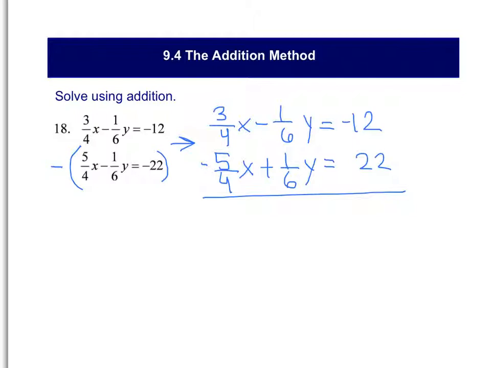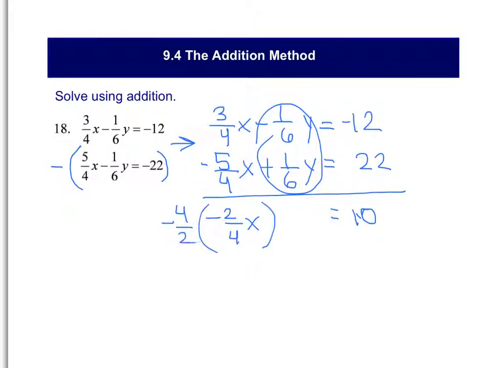Now be careful with adding. It's not that big a deal. 3/4 and a negative 5/4 is a negative 2/4. We'll reduce that in just a bit. Negative 1/6 and 1/6 is a 0. Negative 12 and 22 is 10. Okay? So now if I multiply by the reciprocal, which is a negative 4/2, and I get x is equal, well, 2 goes into 10 5 times, is equal to negative 20.